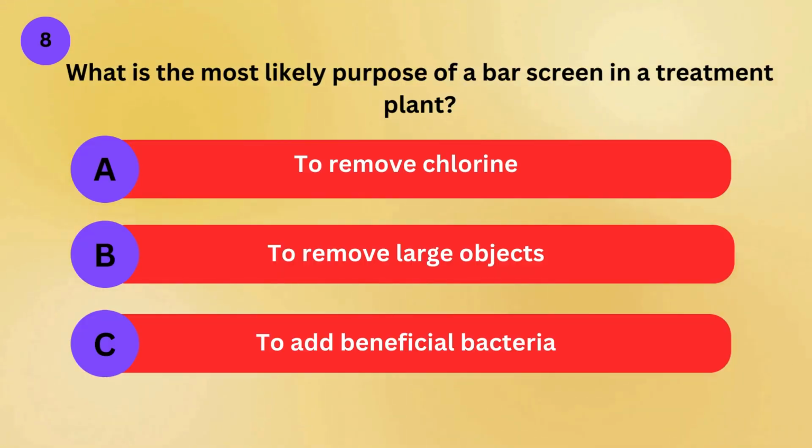What is the most likely purpose of a bar screen in a treatment plant? To remove chlorine, to remove large objects, to add beneficial bacteria.